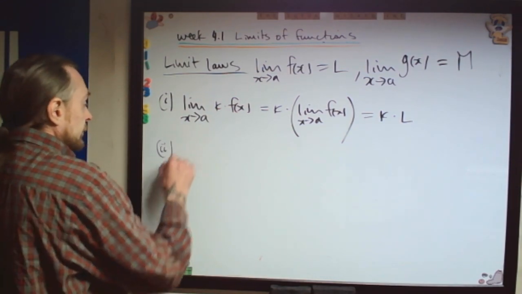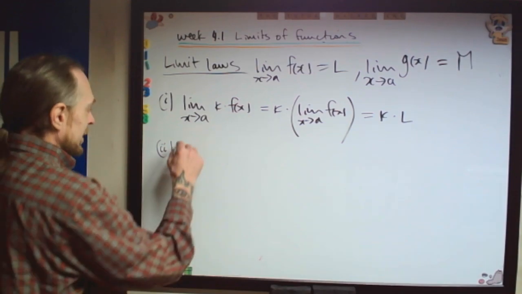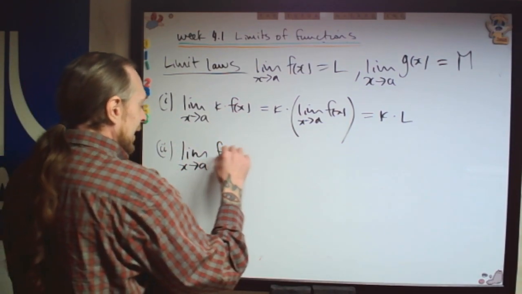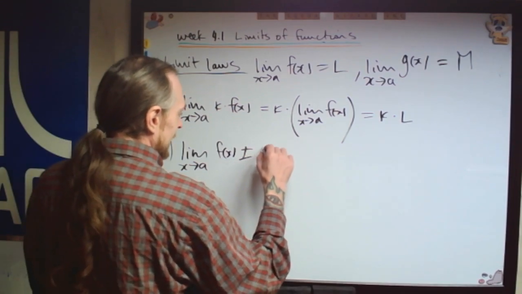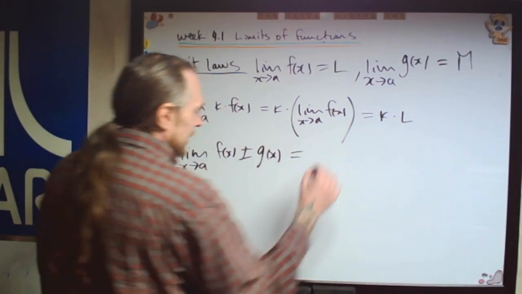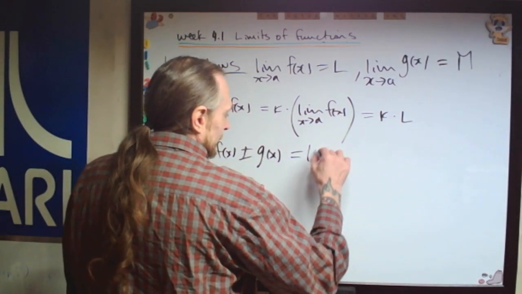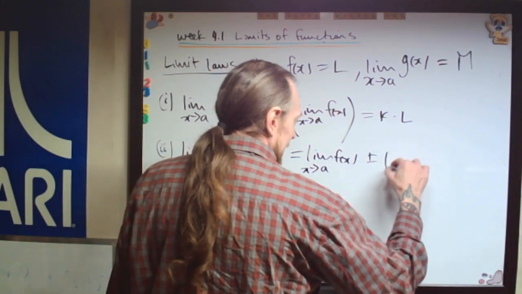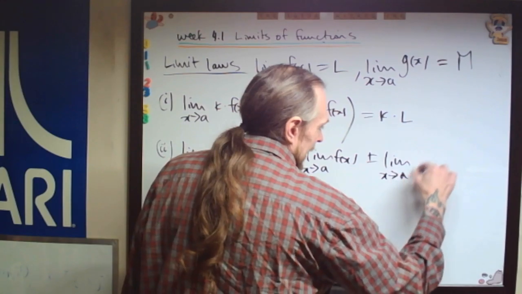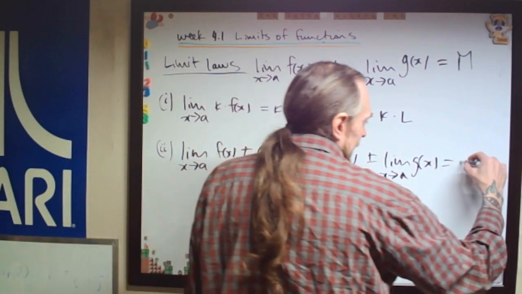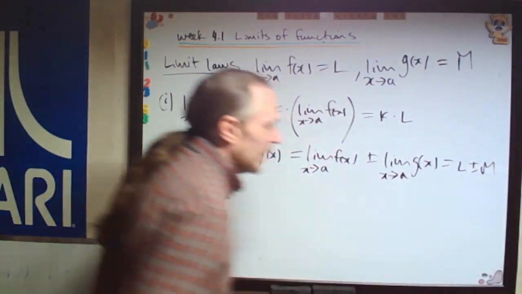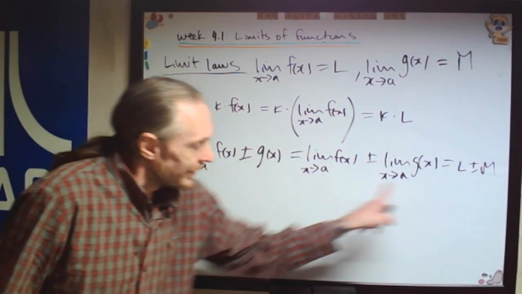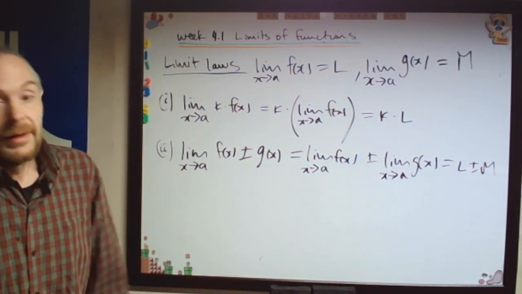2, you can split sums or differences. So I'll write it and be lazy as plus minus. The limit as x approaches a of f of x plus or minus g of x is equal to the limit as x approaches a of f of x plus or minus the limit as x approaches a of g of x, which they'll write as L plus or minus m. So you can split the sum. The limit of a sum is the sum of the limits, is what you can do.